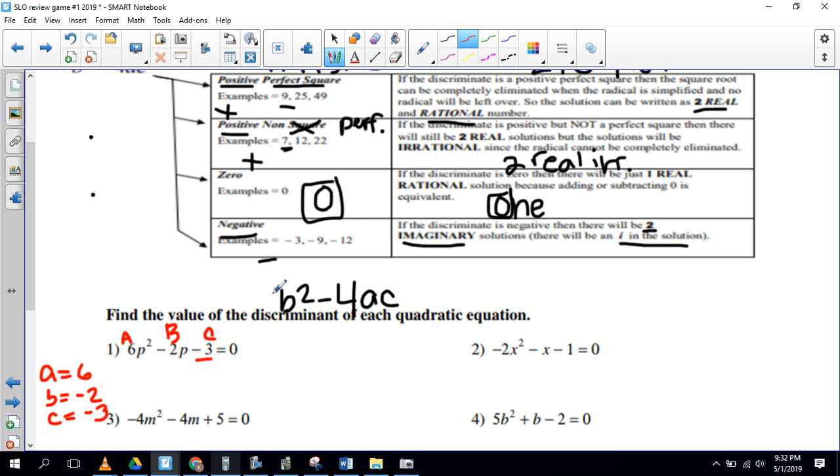So all I do now is take my formula, and let me put parentheses wherever you have a letter, because you're going to plug that in. Okay, so B was negative 2, so negative 2 squared, minus 4. A was 6, and C was negative 3. These are really easy to do. The hardest part about this is remembering what the answer is.